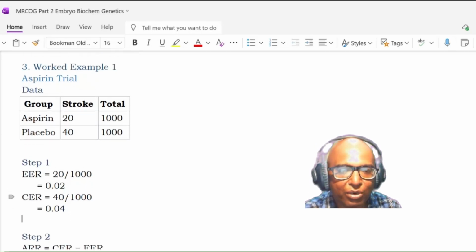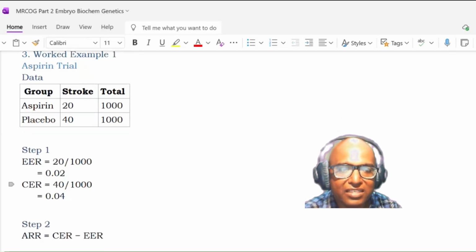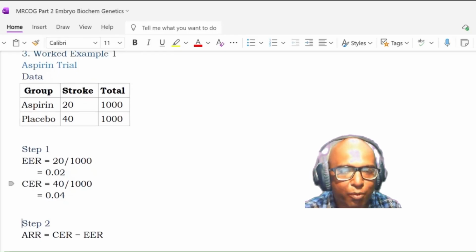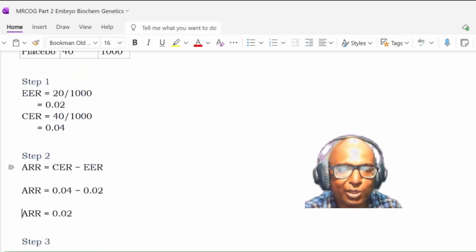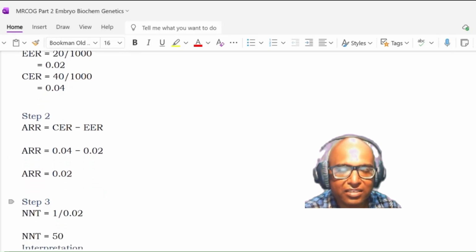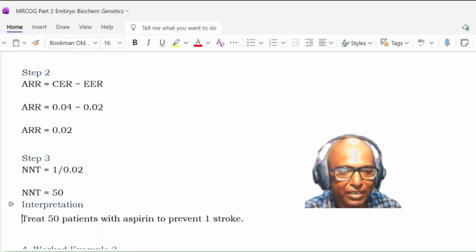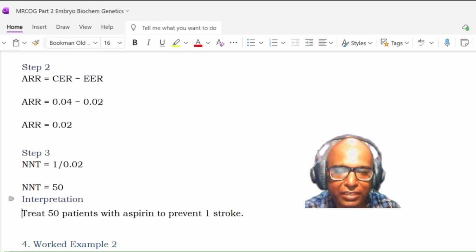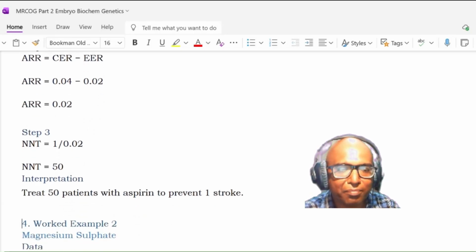Now we will calculate ARR. ARR is CER minus EER, that is control event rate minus experimental event rate. So 0.04 minus 0.02 is 0.02. So step 3 is the calculation of the NNT, number needed to treat, which is 1 upon ARR, that is 1 upon 0.02. That becomes a number needed to treat of 50. That means treat 50 patients with aspirin to prevent one stroke. That is the meaning.